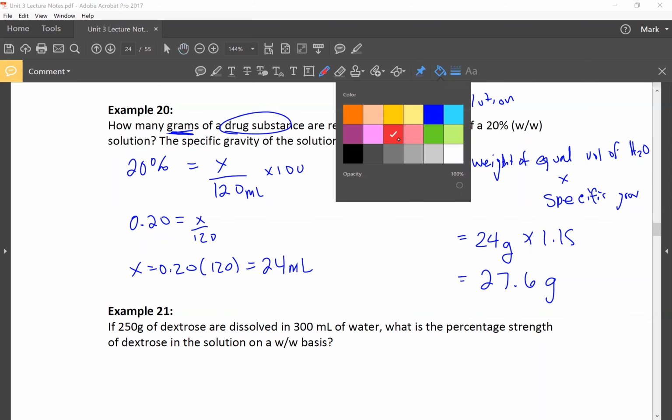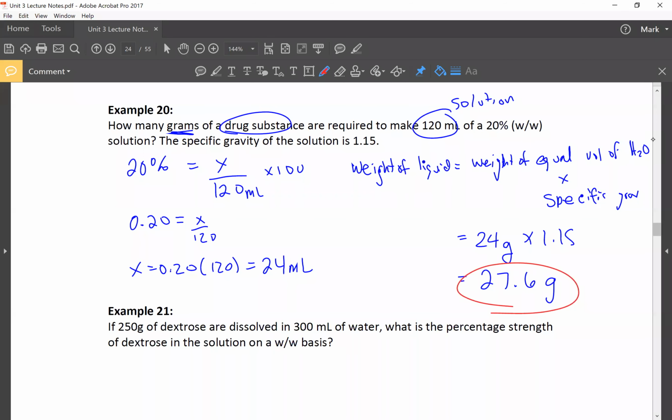So the question was, do you have to convert it to grams? We did. This calculation on the right side is what's converting it to grams. The weight of the liquid, which is grams, is equal to the weight of the equal volume of water times the specific gravity. So it is grams. It has been converted.